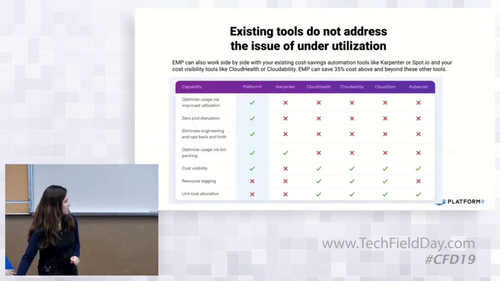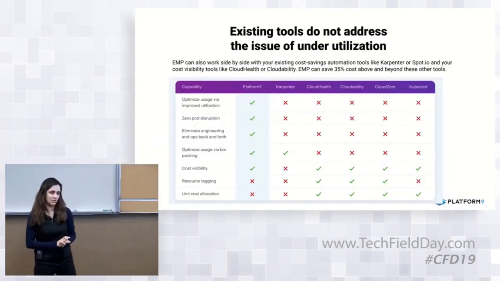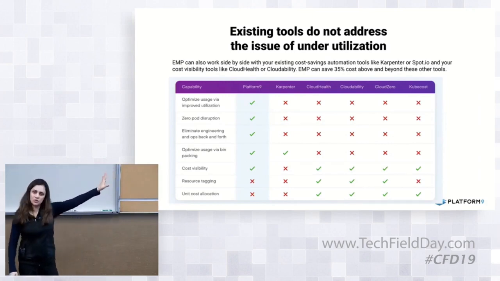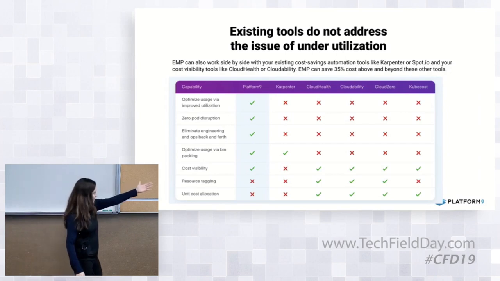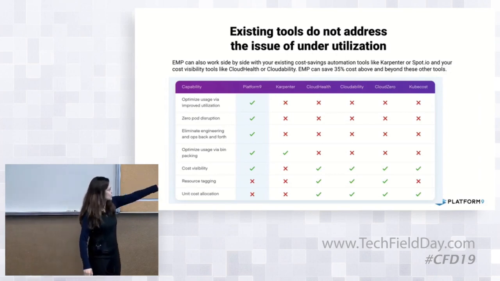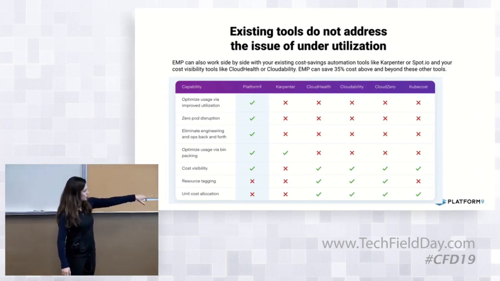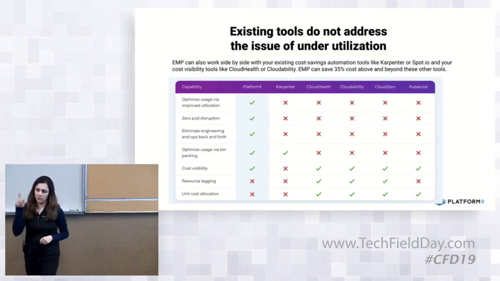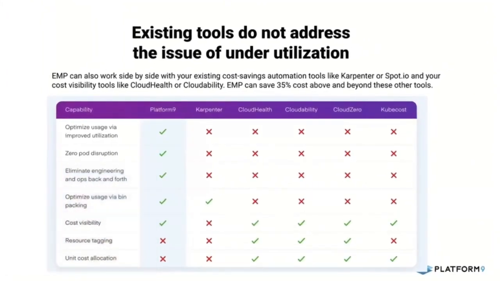So just summarizing the differentiation of EMP against some tools in the marketplace that we come across most, which we've taken as examples. But we are, by the way, complementary to all of these tools because we're not in the business of giving you the best cost visibility around your Kubernetes clusters. A lot of these tools do an excellent job at that. But what EMP is really good at is these top 4 things: optimizing usage by improved utilization, optimizing usage by bin packing, zero pod disruption, and eliminating that back and forth loop. Because we don't need to ask engineers to change their request limit values. We're just taking care of things behind the scenes.